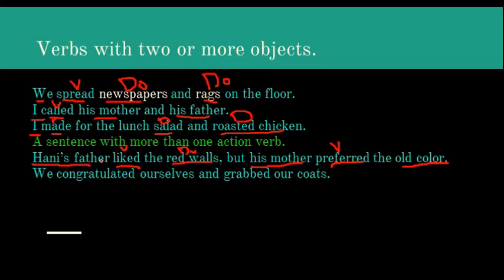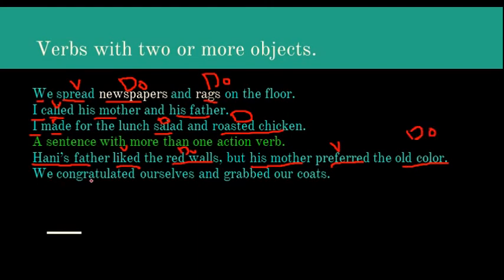In the first part of the sentence, liked is verb. We have to ask the question, liked what? Red walls. So, red walls is direct object. And in the second part, preferred is action verb. Preferred what? Old color. So, old color is direct object.